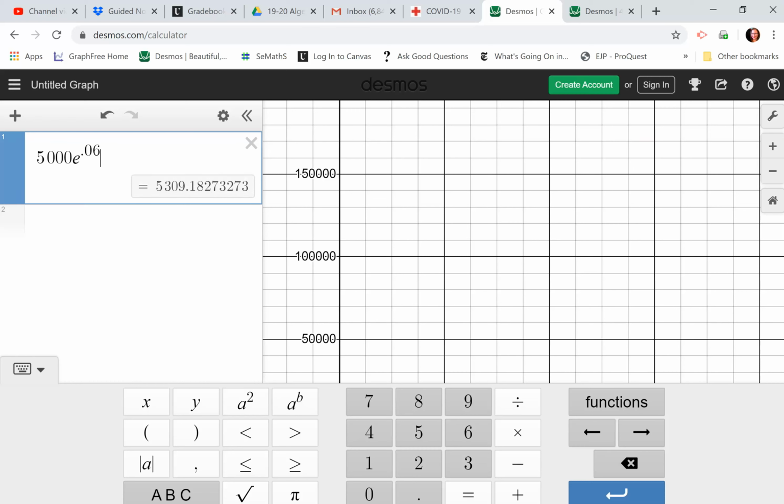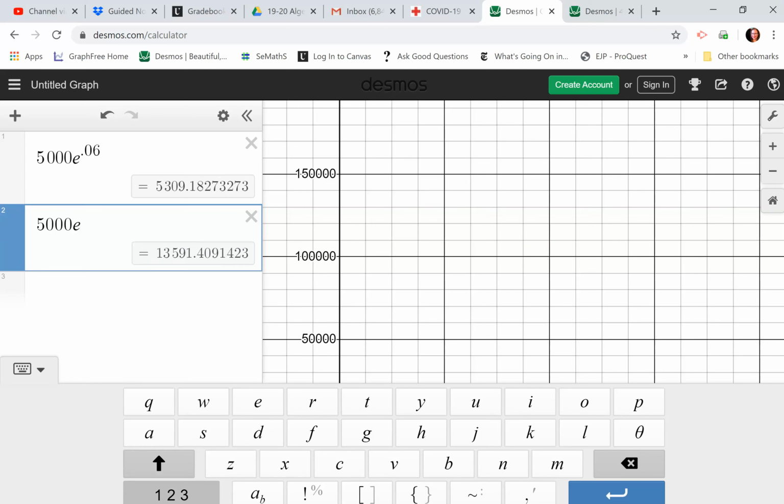All right, so this is saying after 1 year, if you put $5,000 in that account and it's compounded continuously, you're going to end up making almost $310 for doing nothing. It's just going to sit in your account and it's going to compound. All right, so let's try and see what it would be for 5 years.